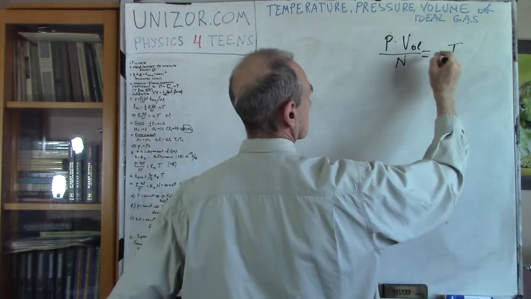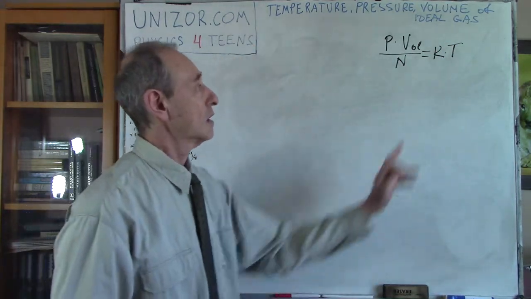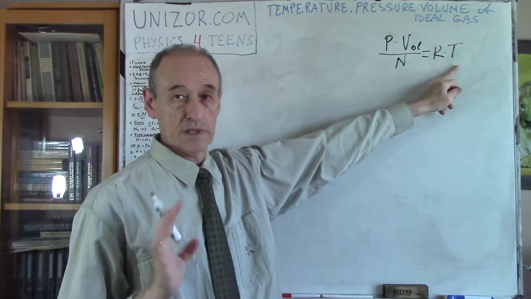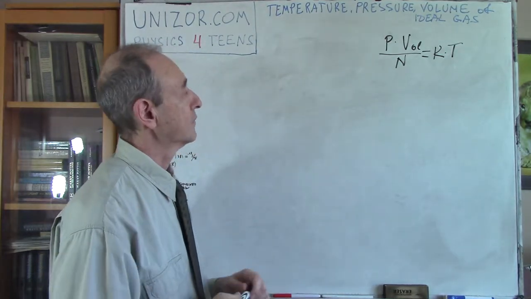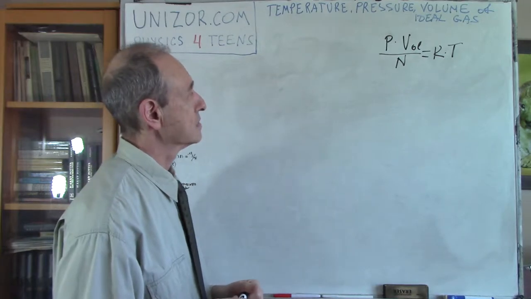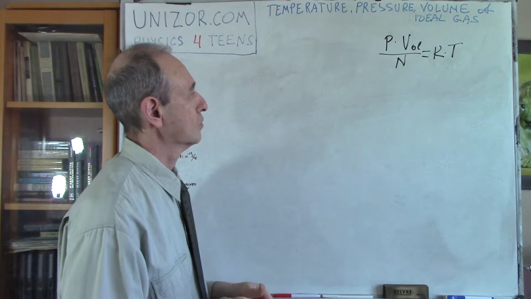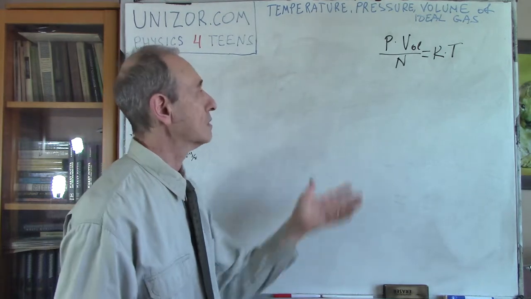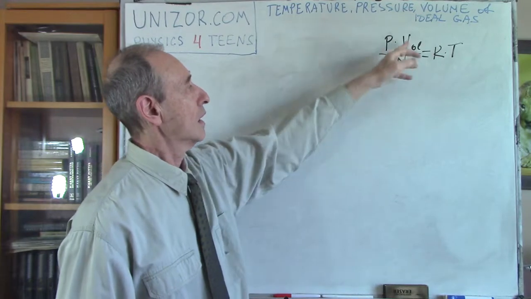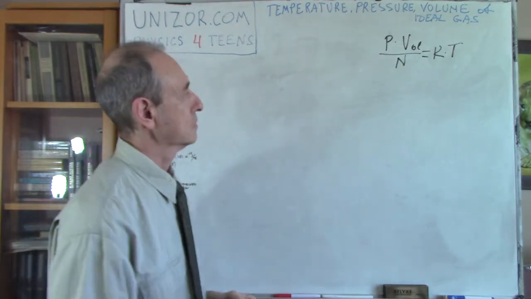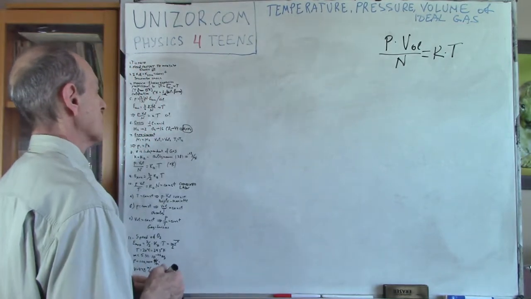Let me write it differently. K times, where K is some kind of a coefficient. T is the absolute temperature in Kelvin degrees. Now P is the pressure, obviously we all know what it is, like newtons per square meter. N is the number of molecules in the reservoir, and volume is again like cubic meters, whatever it's measured. All right, so we got that.